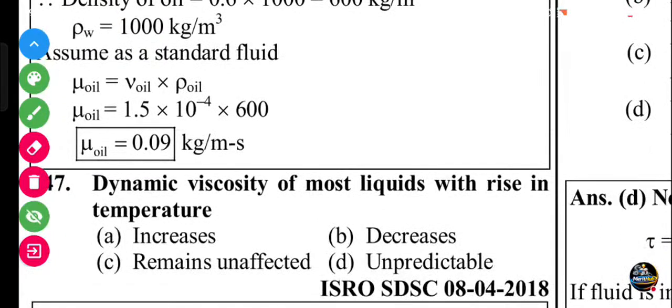Next question: the dynamic viscosity of most liquids with rise in the temperature. Increases, decreases, remains unaffected, unpredictable. For the liquid, dynamic viscosity decreases with the increase in the temperature, because the intermolecular bonds are the cause of the dynamic viscosity for the liquid.